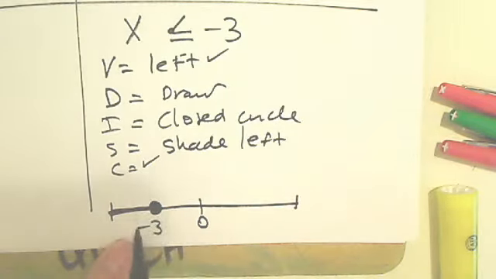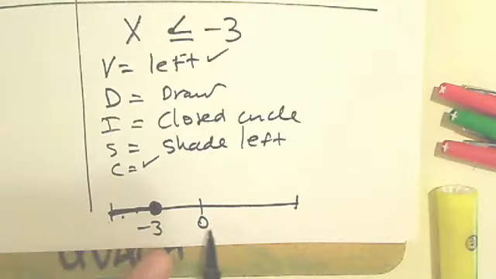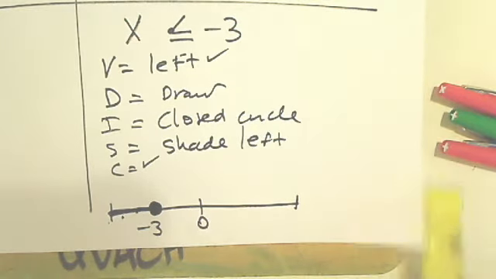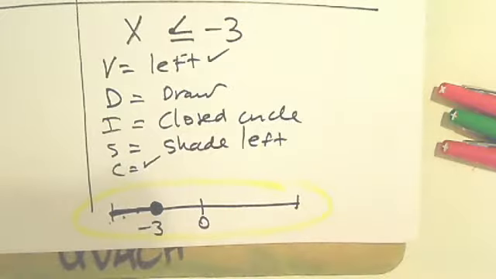Now I check it. Negative 3, negative 4, negative 5, negative 6, negative 7. Negative 2 is not. 0 is not. Is negative 3 an answer? Yes, it's less than or equal to. Or equal to. So you include negative 3.